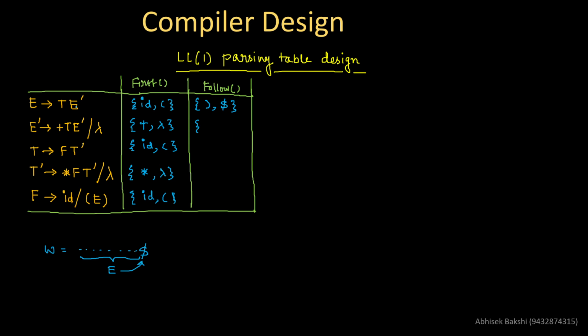And when I taught you about finding the follow of some particular symbol, I told you that if that symbol is present as the rightmost character of the RHS, then follow of that particular symbol becomes follow of the LHS. That means follow of E dash should be equal to follow of E, as well as follow of E dash equal to follow of E dash. So this doesn't have any meaning, but follow of E dash equal to follow of E has a meaning. That means follow of E dash will be closing brace and dollar.